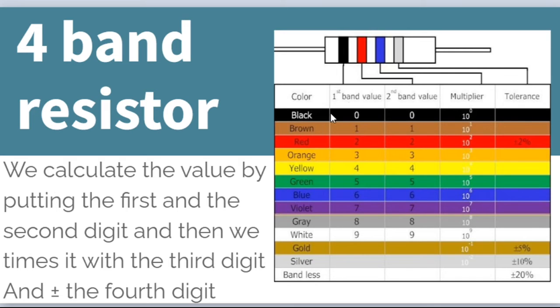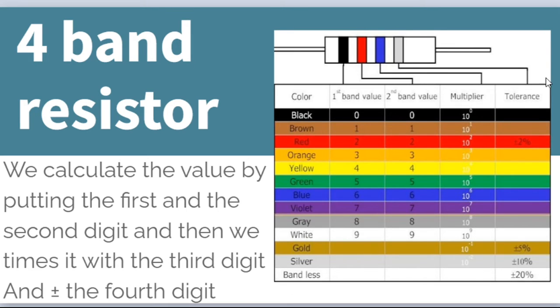So how do we calculate the value of this resistor? First thing that we need to do is put the first and the second digit. So that means that we are going to put the value of the first and the second band, or digit. We can call it band or digit. And then we times it with the third digit. So we will multiply the values that we have put with the third digit, or the third band. And then we are going to put plus or minus the fourth digit.